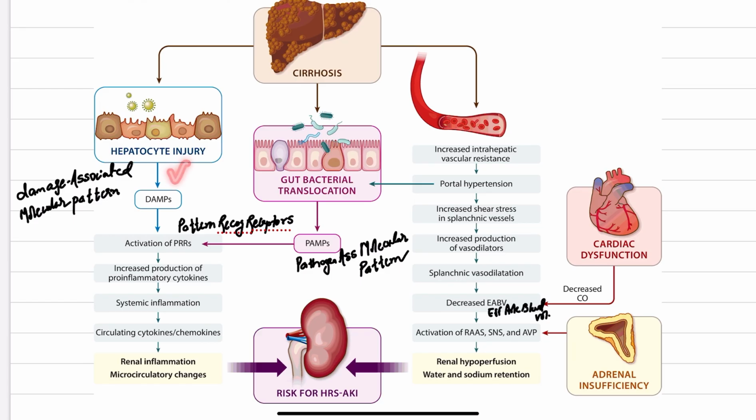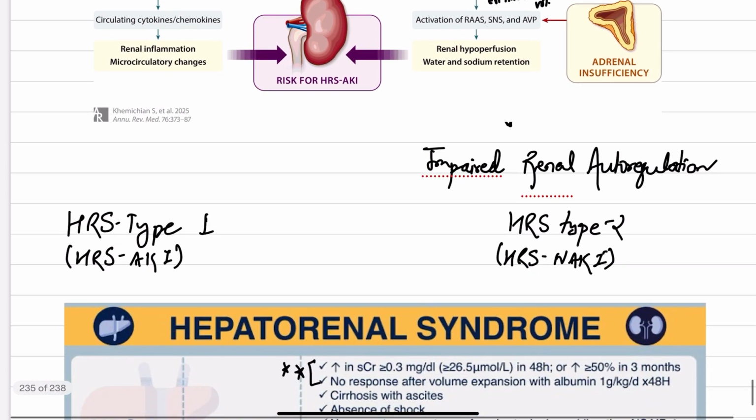And there is hepatocyte injury also, and there is gut bacterial translocation. There are three important pathophysiologies. First is the hepatocyte injury that will activate the damage associated molecular pattern and increase multiple inflammatory cytokines and chemokines. Second is the gut bacterial translocation and third is the splanchnic vasodilation.